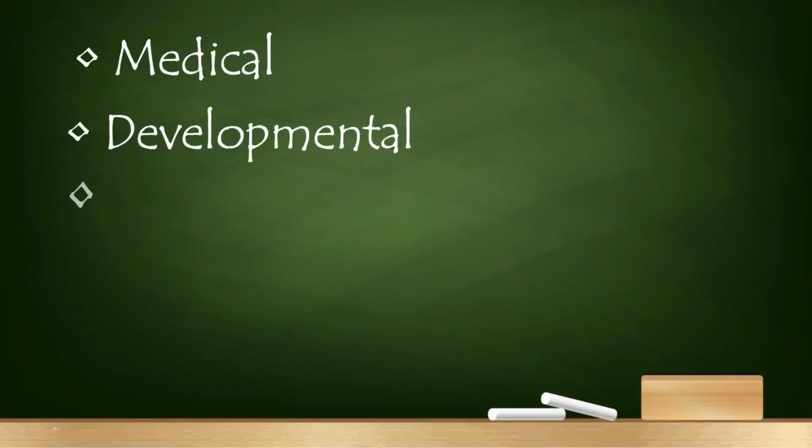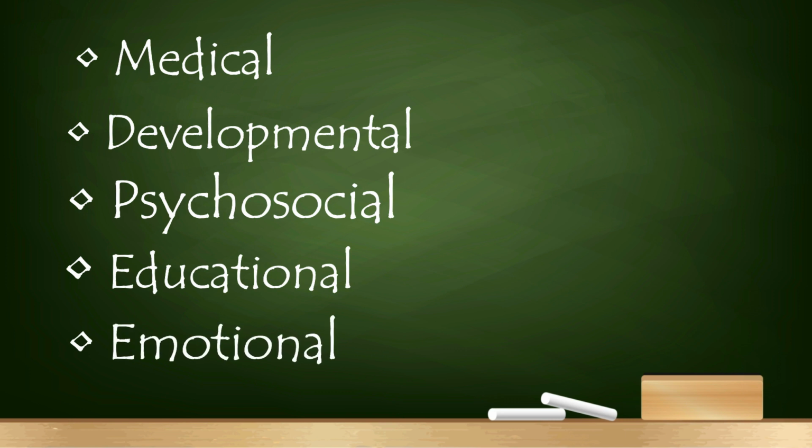What are aspects of a child's history that are investigated? The DSM-5 mandates that psychologists inquire about the medical, developmental, psychosocial, educational, and emotional history of the child in order to get an insight into the source of his or her difficulty. Let us look at an example of how these aspects of a child's history can be investigated.